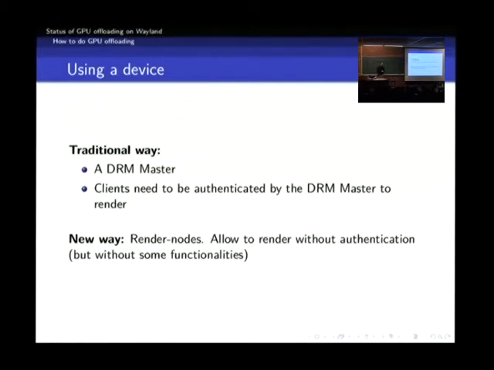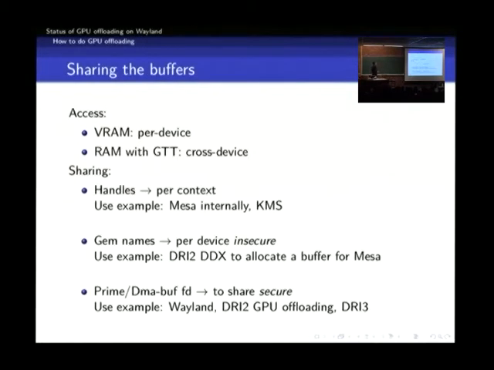But there is another, more recent way introduced, which is render nodes. Render nodes are device paths that I can use to open the device and render without the need of authentication. But since I don't have any authentication, I won't be able to use some functionalities like GEM names. So what are GEM names?